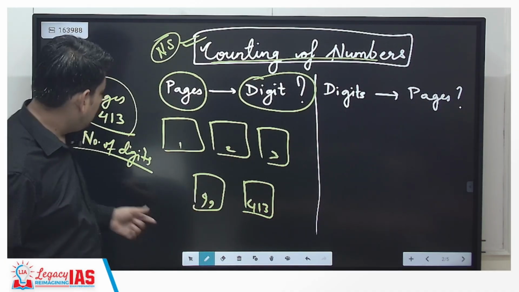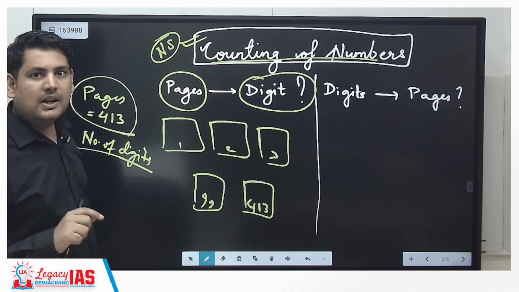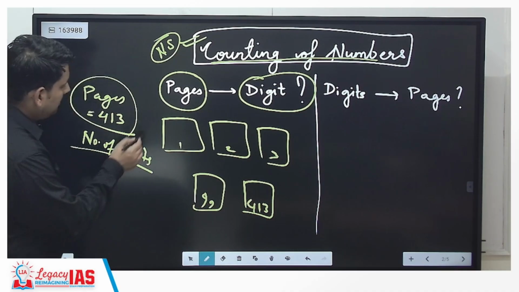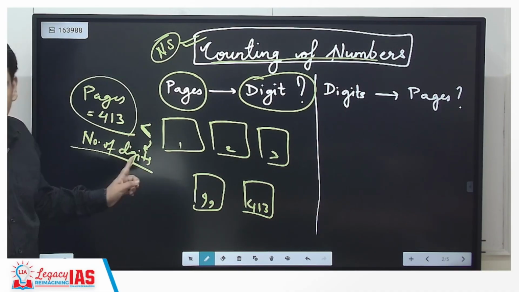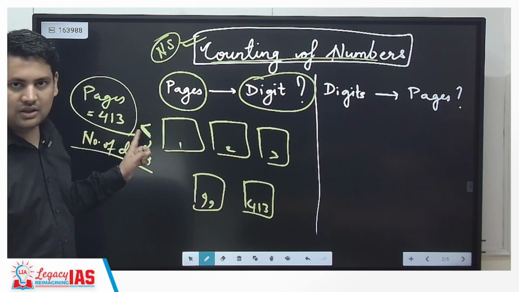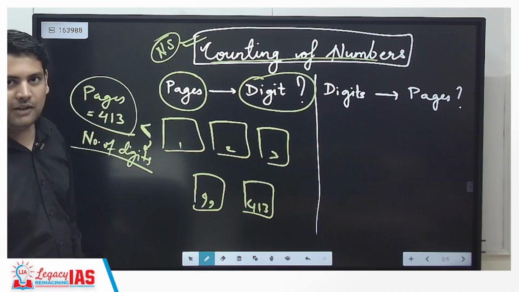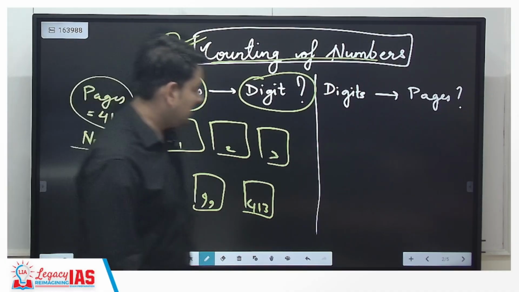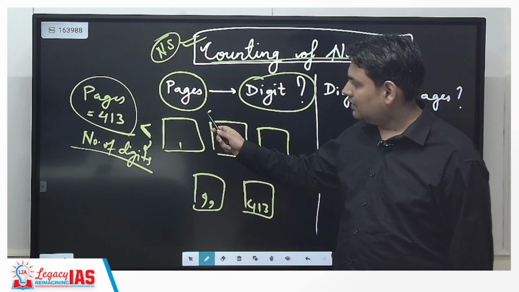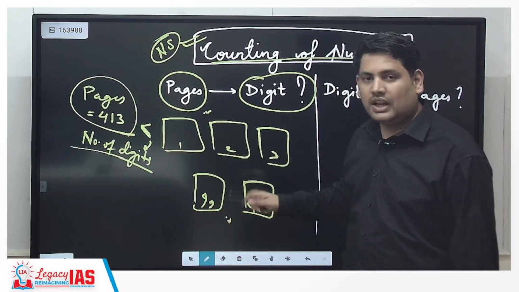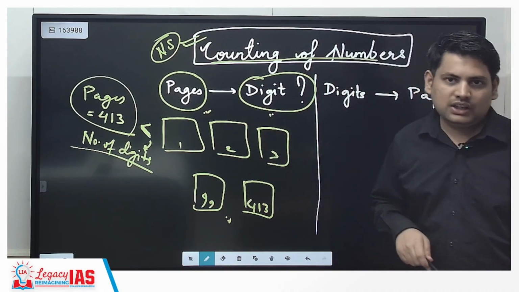Okay, so number of digits, right now you just understand this, that number of digits will be greater than number of pages of the book. Number of digits required to type this would be more than the number of pages. Okay, so in some questions you will be told that this book has 413 pages and you would need to find how many digits are used in it.